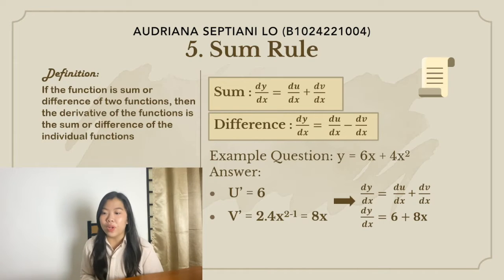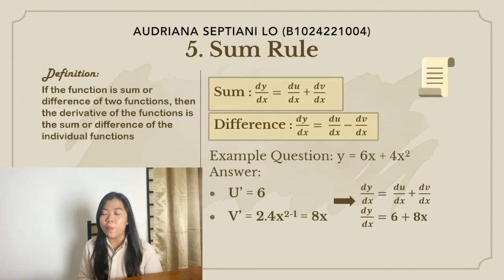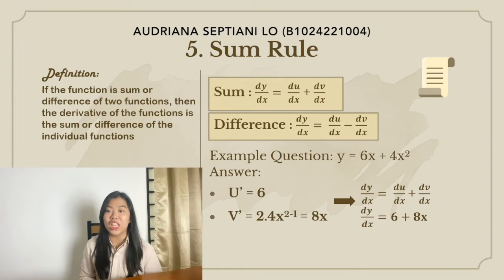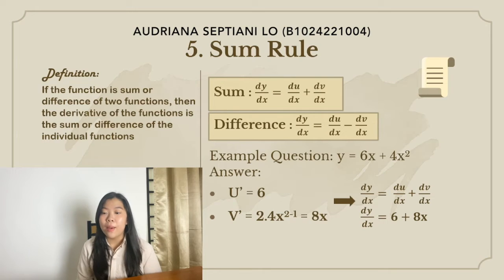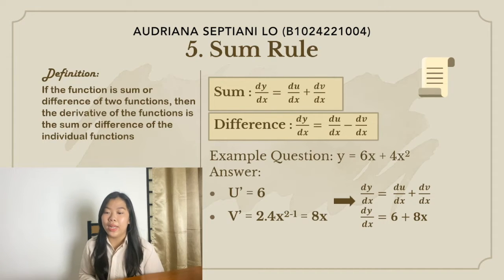The sum formula is dy/dx equals du/dx plus dv/dx. Then the difference formula is dy/dx equals du/dx minus dv/dx. The example question is y equals 6x plus 4x power 2.